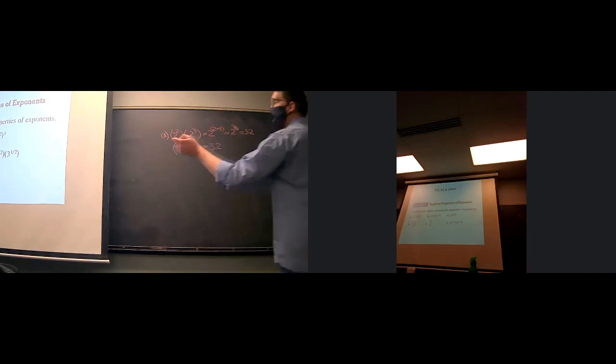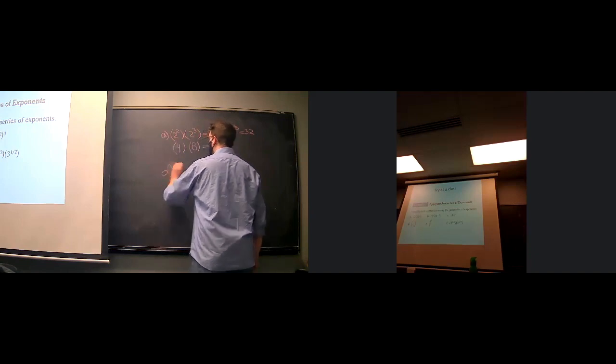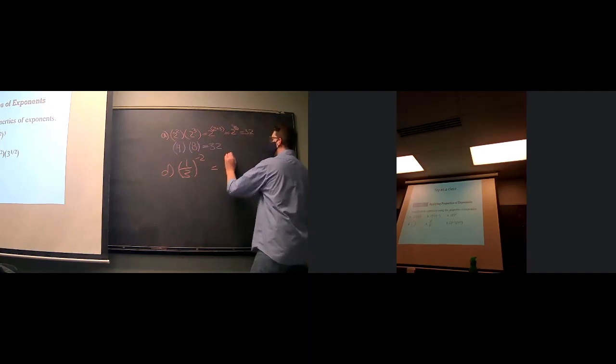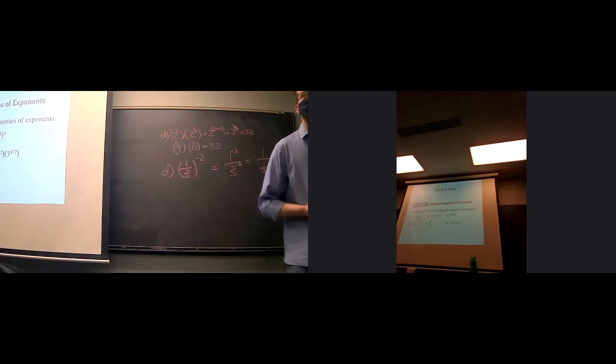Now looking at D, we've got 1 over 3 raised to the negative second power. This is going to come out to be 1 raised to the negative second over 3 raised to the negative second. This is going to stay 1. This is going to become 1 over 1 over 9, or just 9, right?